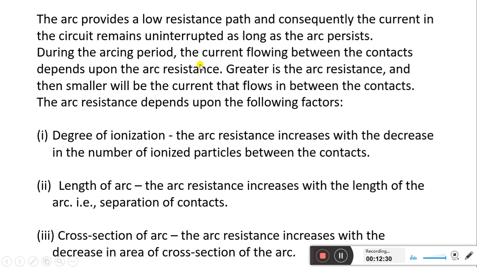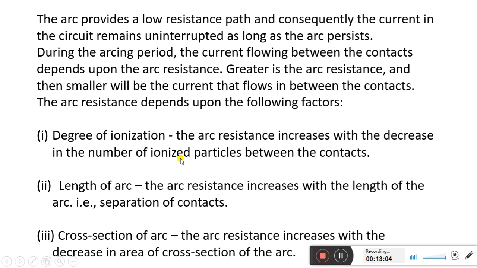During the arcing period, the current flowing between the contacts depends upon the arc resistance. The greater the arc resistance, the smaller the current that flows between the contacts. That is well known: if arc resistance is more, there will be less current flowing across the circuit breaker contacts, and if arc resistance is less, there will be a large current flowing across the circuit breaker contacts. So basically this arc resistance depends upon the following factors.